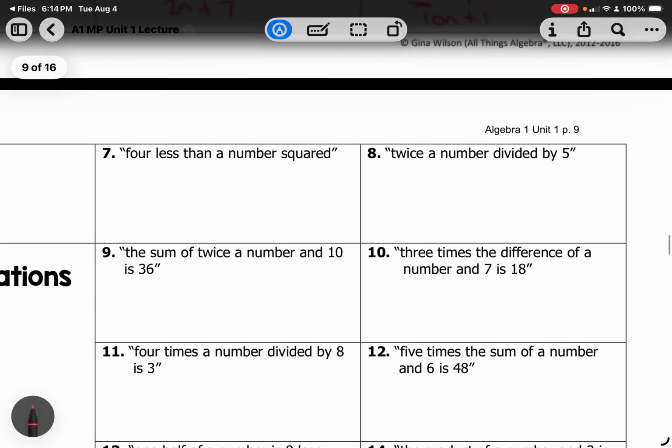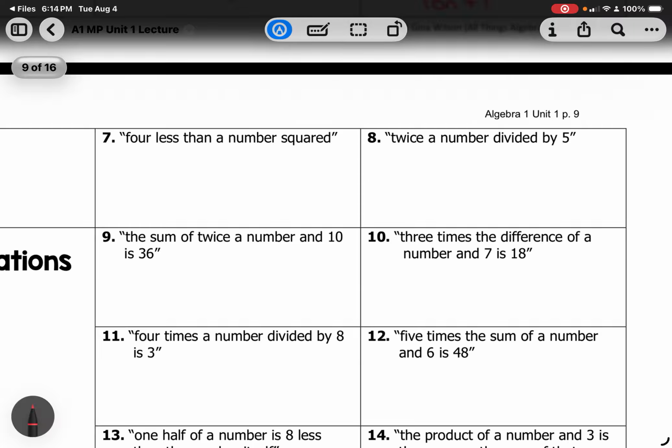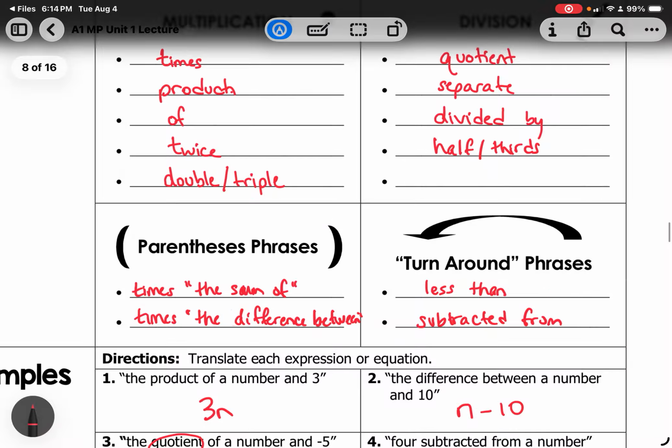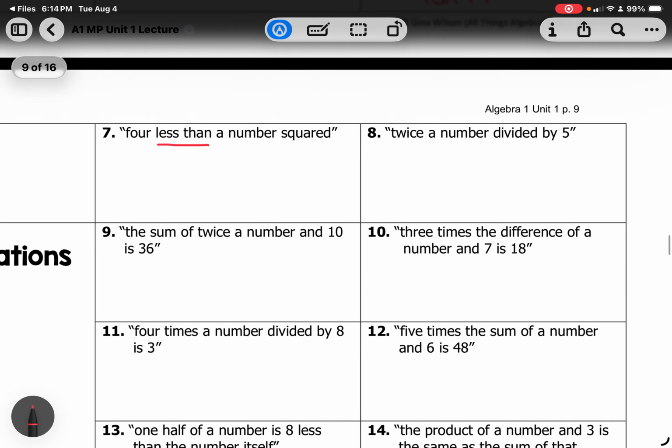Okay, we can go ahead and finish these up. Number 7, 4 less than a number squared. Well, less than is one of those that we have to turn around. Less than is a turnaround phrase. So when we have 4 less than a number squared, we're going to turn them around. So we're going to start with our number squared, and then we're going to do 4 less than that. So the less than is a turnaround.